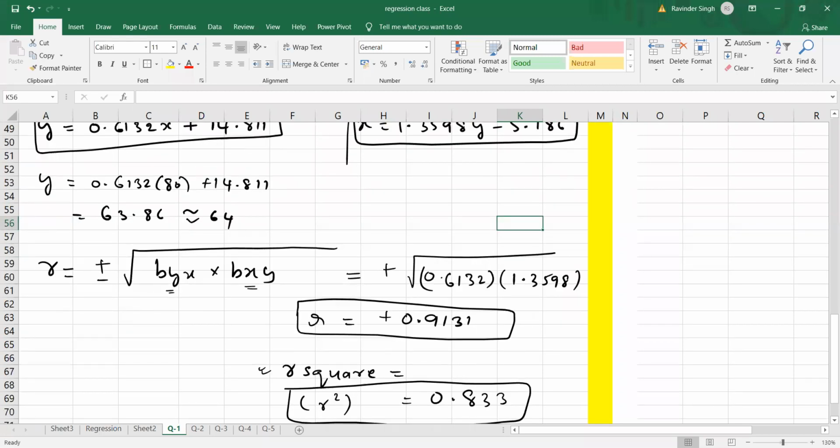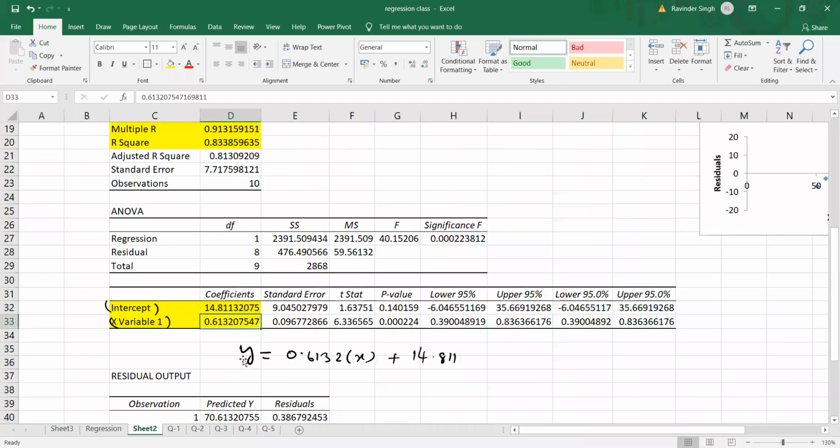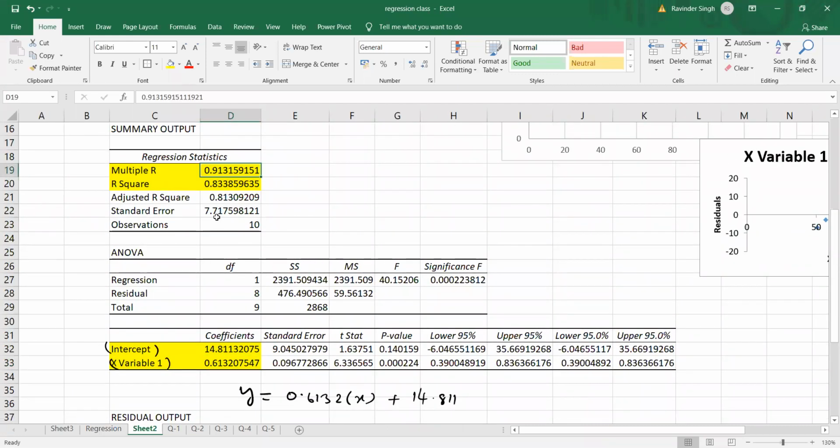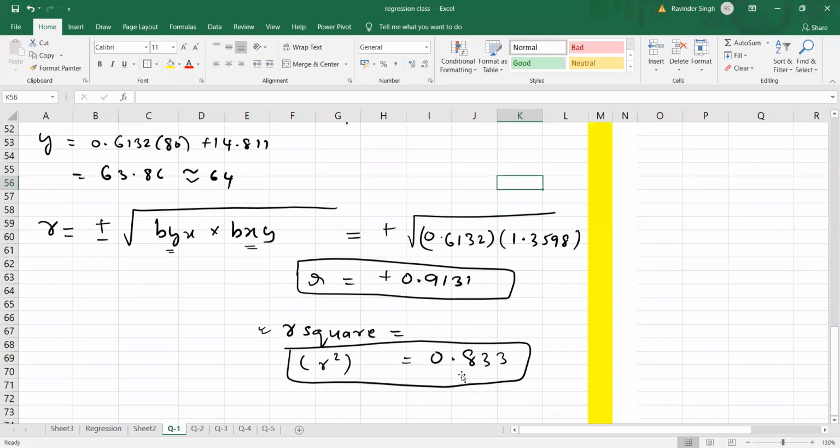R value is 0.9131. The term multiple R is nothing but your correlation coefficient. So we can see that the data is very positive and highly correlated. And now you can see you have a word called R square. R square is 0.833.